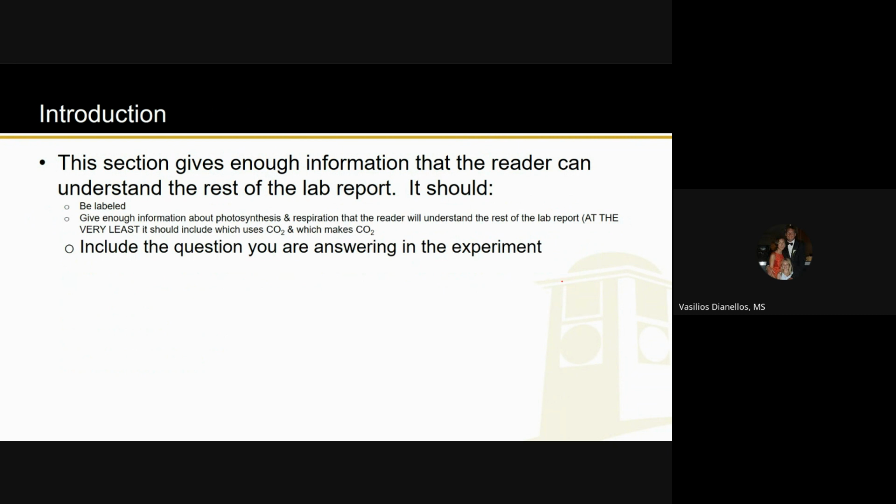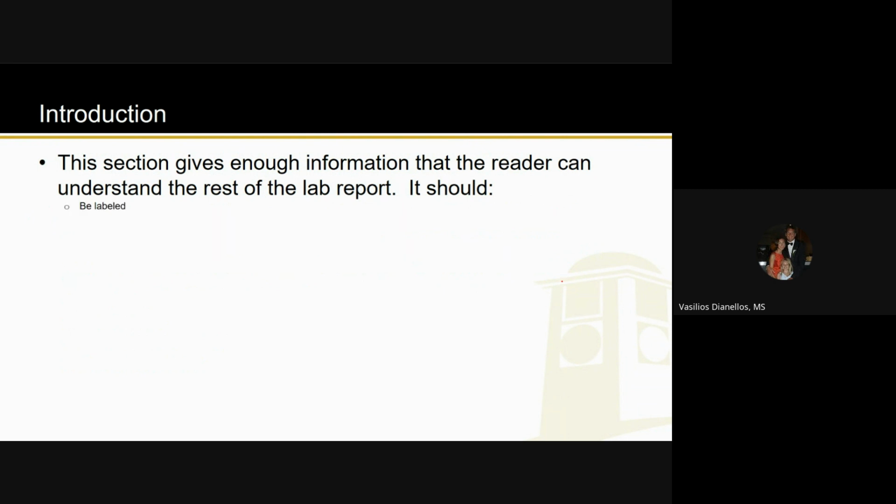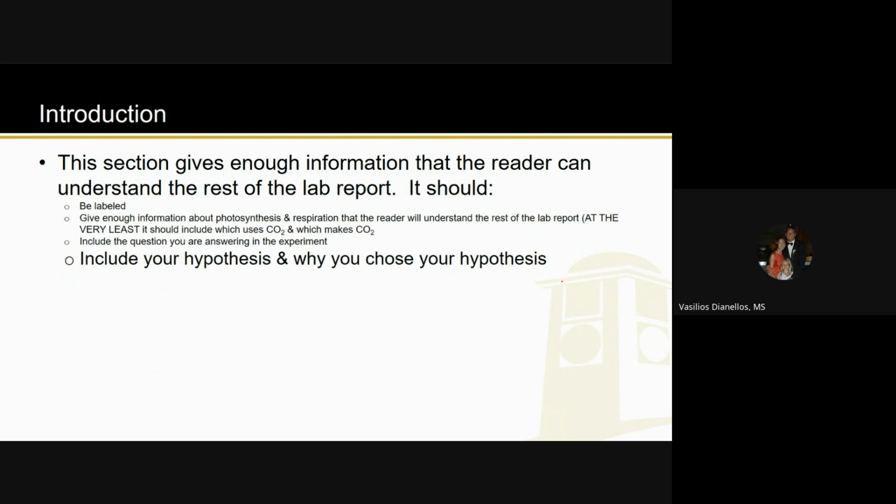You need to include the question you're answering. Yes, I know this seems redundant. Get used to that. There's going to be a lot of redundancy. So yes, in the abstract, you already included the question, but now you're going to do it one more time. So once again, you'll say, in this experiment, I wanted to see if the temperature affects the rate of respiration and photosynthesis. And then what comes after the question in the scientific method? The hypothesis. So then directly right after your question, you need to write your hypothesis. So again, question: in this experiment, I wanted to see if temperature affected the rate of photosynthesis and respiration.